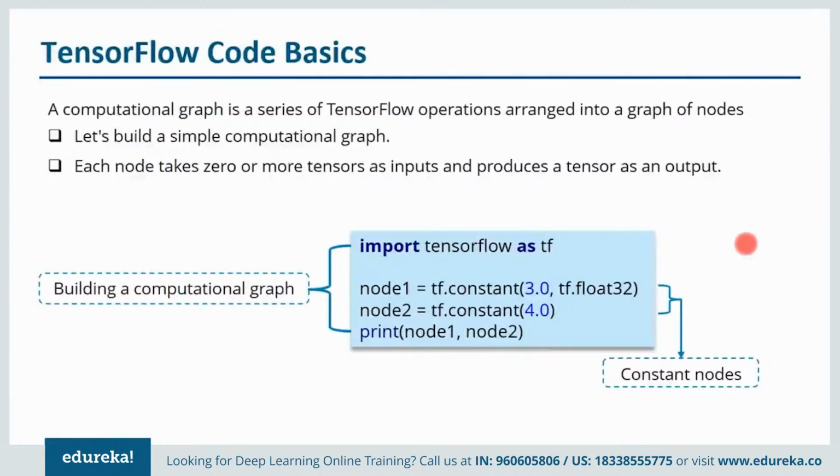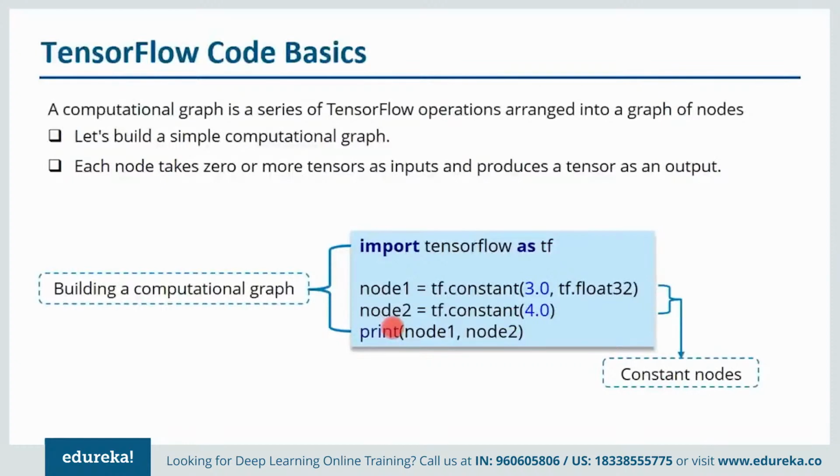Now let me explain it to you with the code that is there in front of your screen. So the first thing you do, you import the TensorFlow library. Then you define 2 nodes, and these nodes are constants. So we'll call the function tf.constant, and we'll provide a value that is 3, and it is a 32-bit float number. Similarly, we define one more node, which is a constant, and it contains the value 4. So these are your constant nodes.